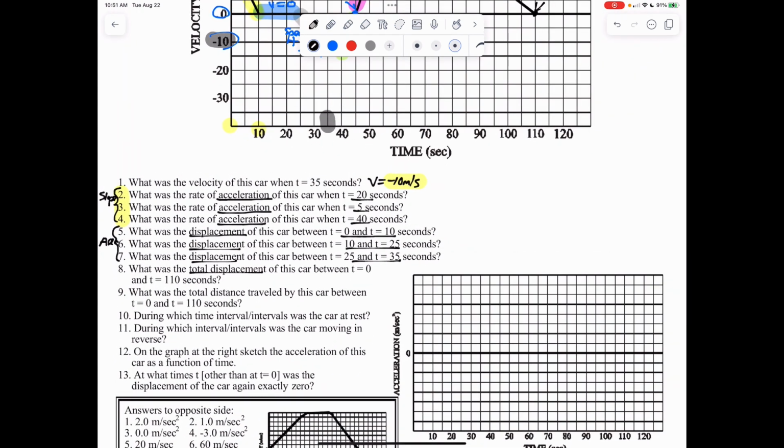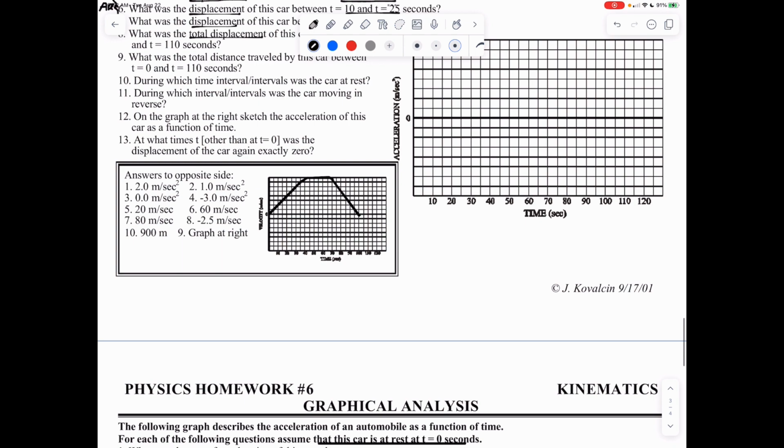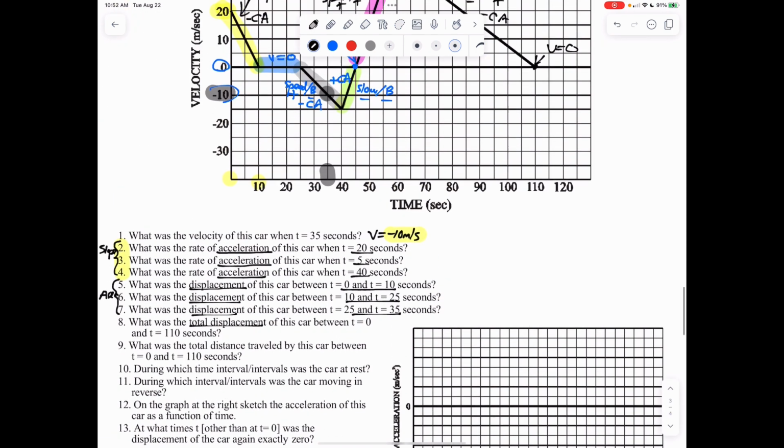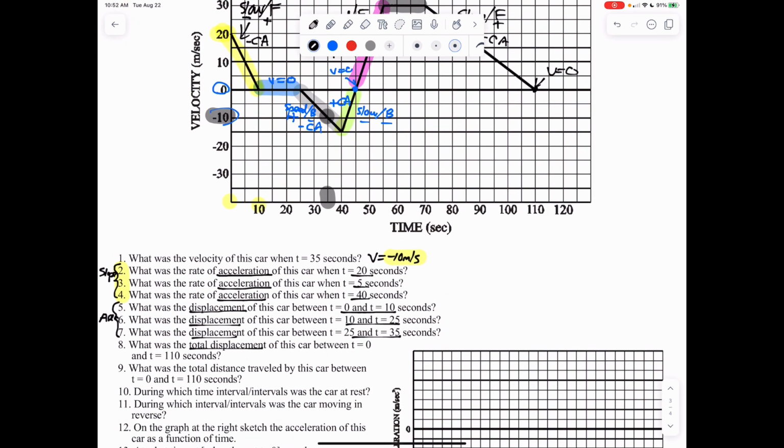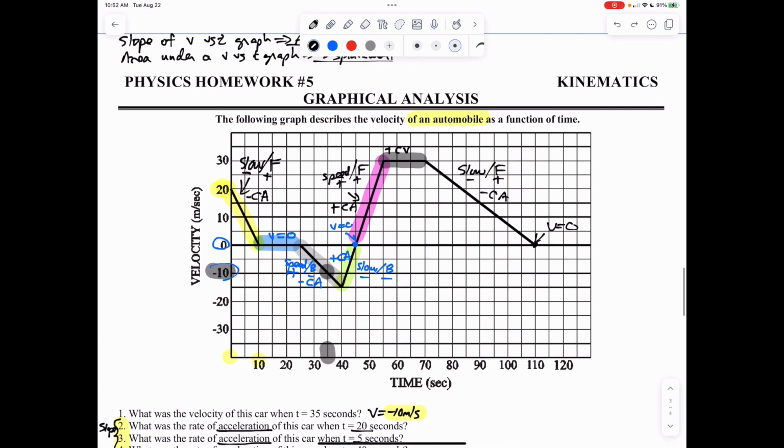Any extra room we need to write, we'll write down below in the margins, or if you need to use a separate piece of paper, go ahead and use a separate piece of paper. All right, so let's figure this out. What is the rate of acceleration? It is the acceleration of the car at t equals 20 seconds. So we go to 20 seconds on the graph, we find that line segment, and we find the slope of it.